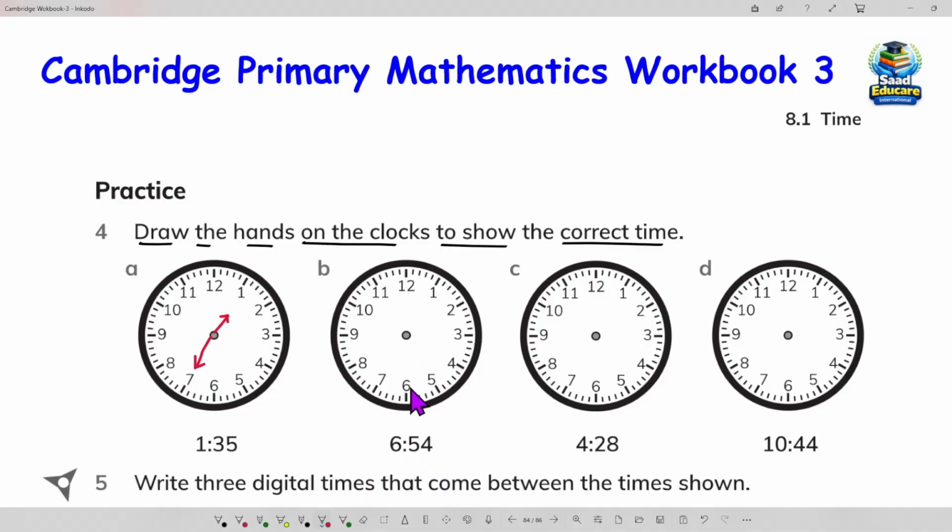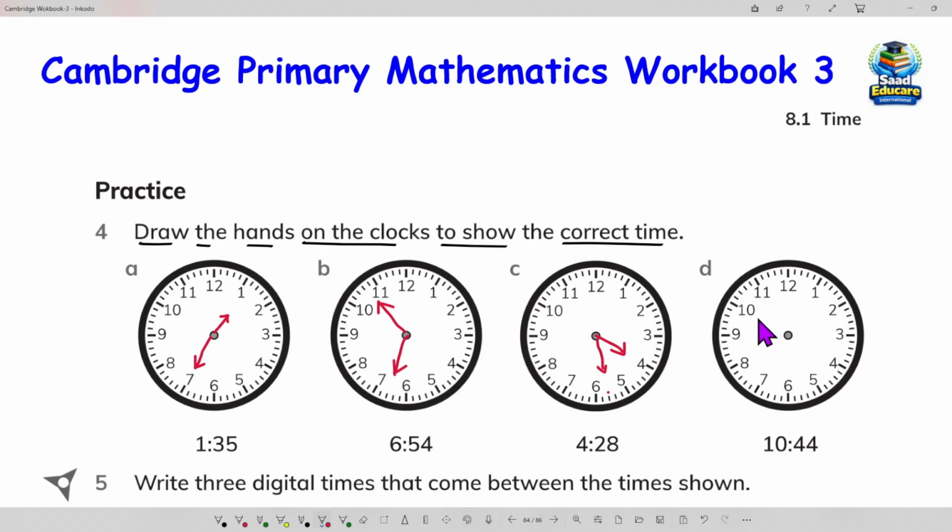6:54, 6, so it's 54. It means this is 55 and here is 54. This is 54, and this is almost near 7. Next, 4:28. It's 5 times 5, 25, and this is 30, this is 28, so like this.